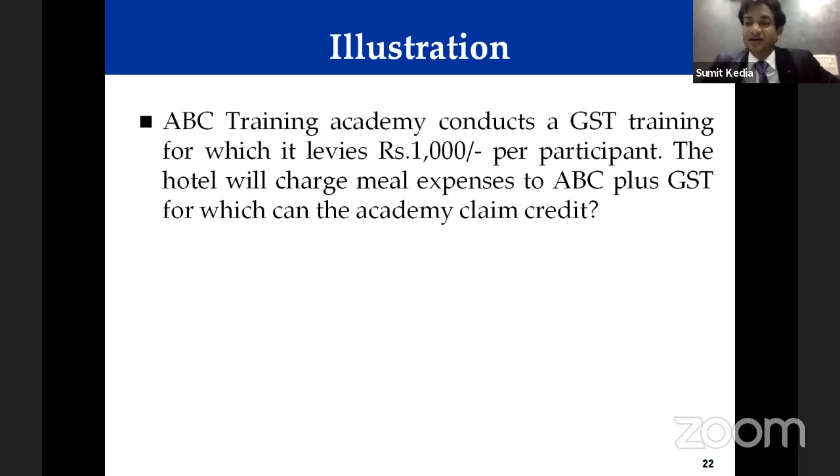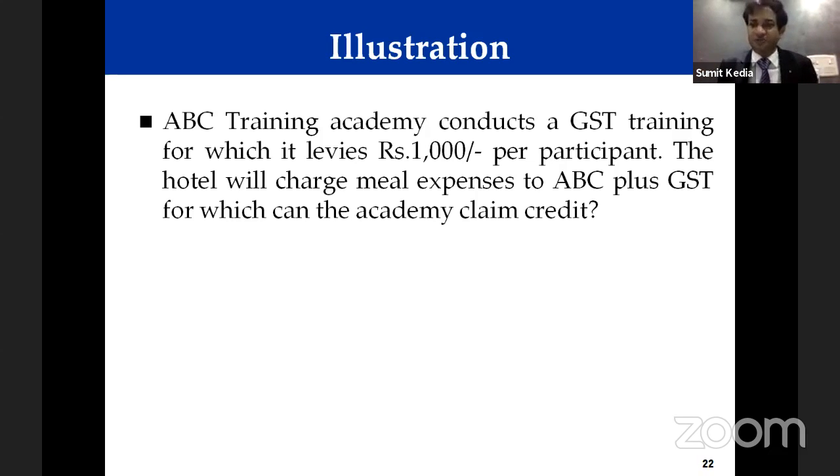ABC Training Academy conducts a GST training for which it levies rupees 1000 per participant. The hotel will charge meal expenses to ABC plus GST, for which can the academy claim input tax credit? I repeat, the question is: ABC Training Academy is conducting a GST training and they charge 1000 rupees per participant as entry fees. They organize this training in a hotel. When the hotel raises the bill on ABC Training Academy, charging GST on the meal expenses, can ABC Training Academy claim input tax credit on that food bill?